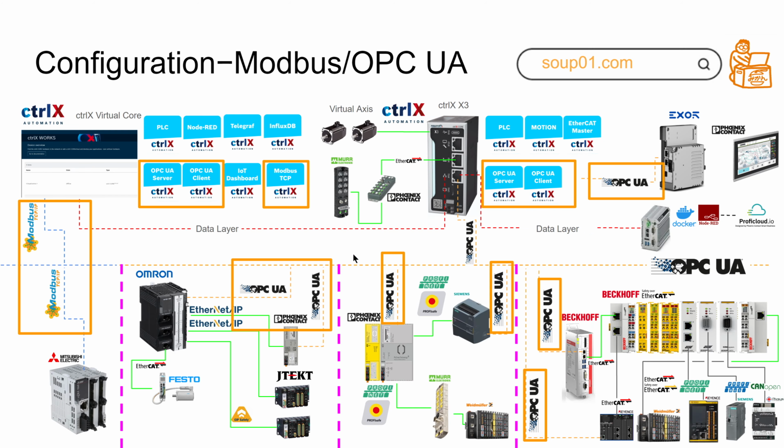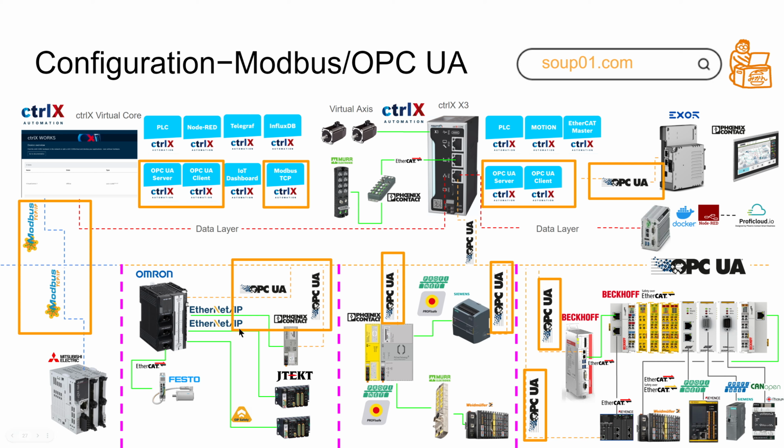So here is the Modbus and OPC UA layer. It's the data layer for you to connect all the data inside from your line. In this case, you have OPC UA or Modbus. And okay, let's go back to this screen. So ctrlX will collect all the data with the OPC UA client apps. For example, you have Omron, right? You have Phoenix Contact, Siemens, Beckhoff, Keyence. All data will be collected back to the ctrlX X3, and then you convert it again to its own OPC UA server nodes.